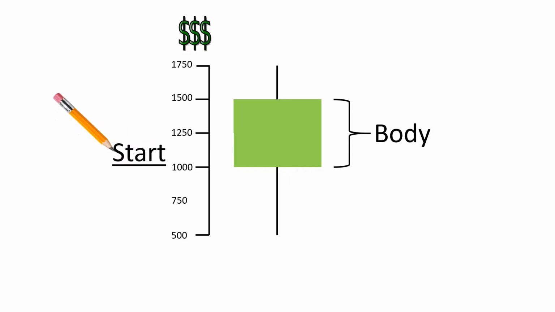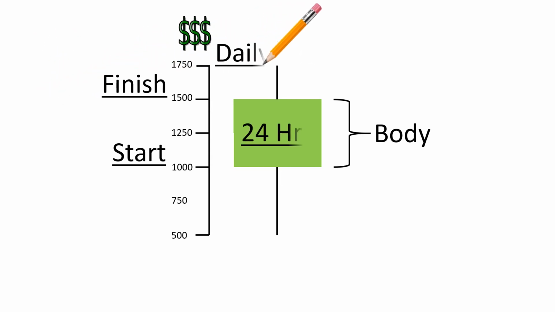So, now let's go further into what information the individual parts of the candle can give you. The main part of the candle is called the body. The body shows you where the price started and where the price finished over the period of time that you are looking at. So, if we are looking at the daily time frame, then this candle represents 24 hours.